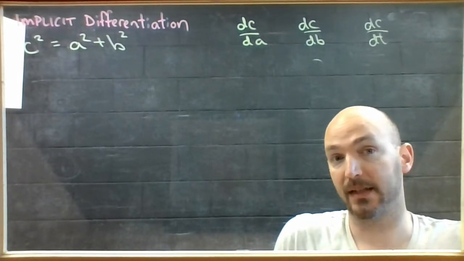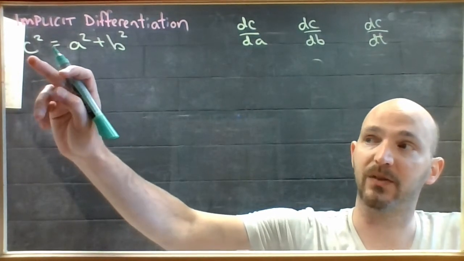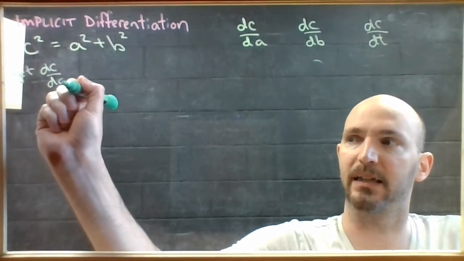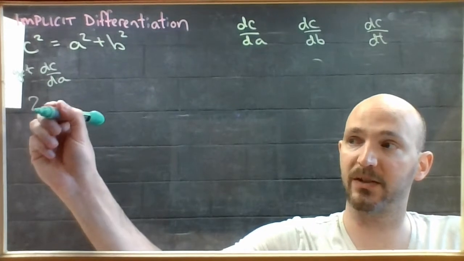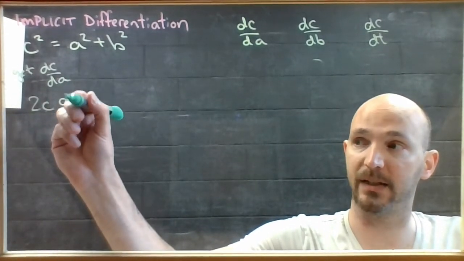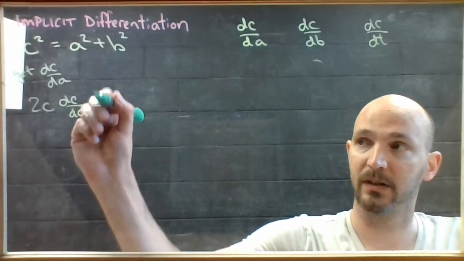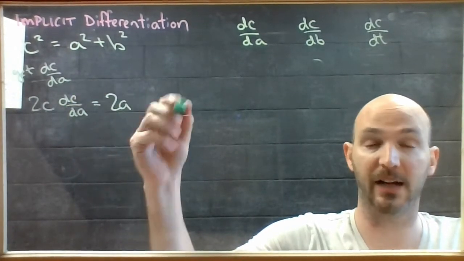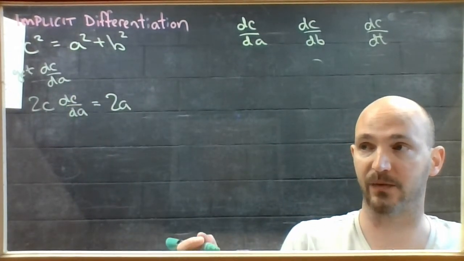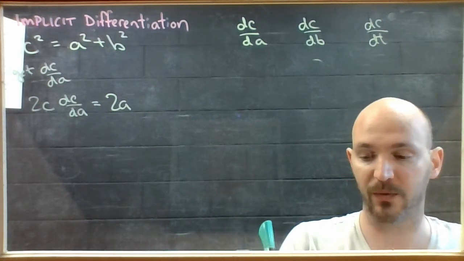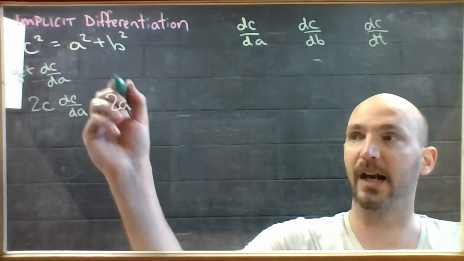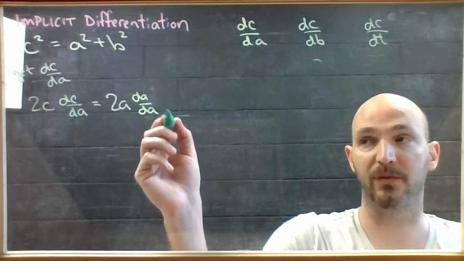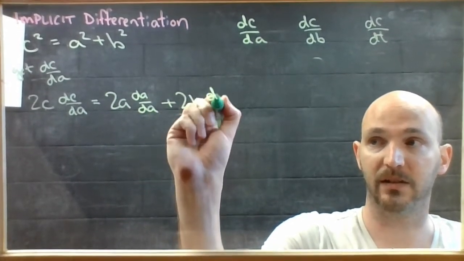So if we start with dc by dA, the derivative of c squared would be 2c, but c is not A, so I need the correction coefficient. The derivative of a squared is 2a. A happens to be A, so I do not require the correction factor. But if I wanted to, in order to remain consistent, to make sure I didn't forget anything, I could write dA by dA. The derivative of b squared is 2b dB by dA.